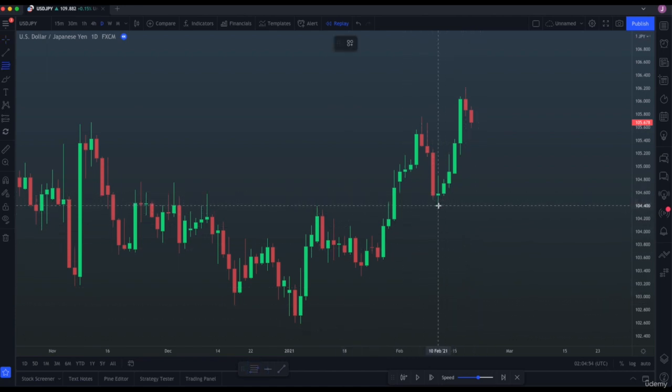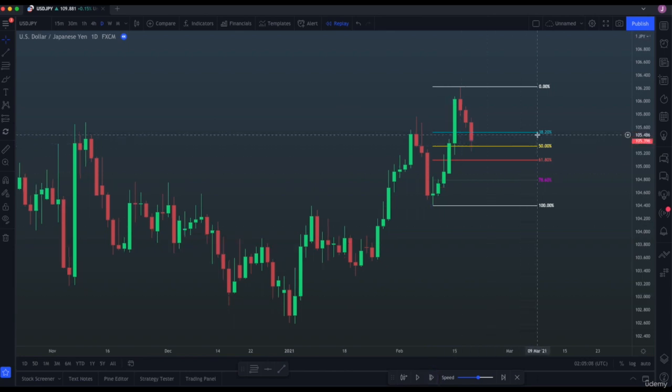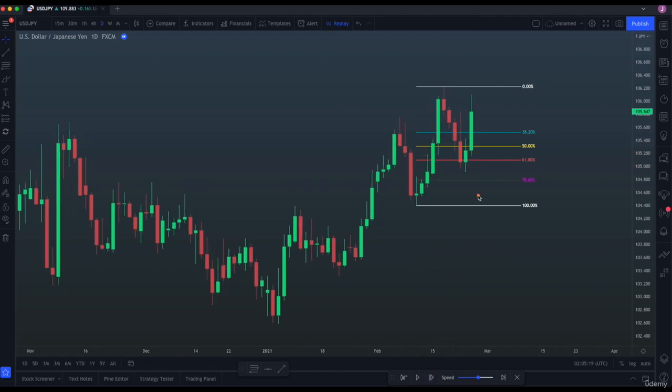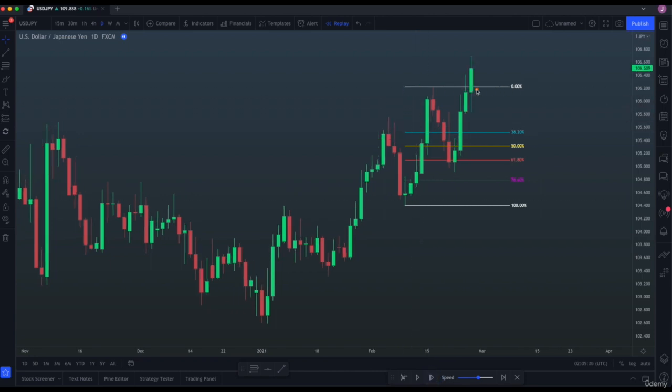So from point A to point B, then wait for a confirmation in this trading zone. All right. So 38.2% did not hold, 50% did not hold. Now we are currently testing 61.8%, and then boom, right? 61.8% rejected this price and then moved to the upside. Okay, and then broke this previous higher high.